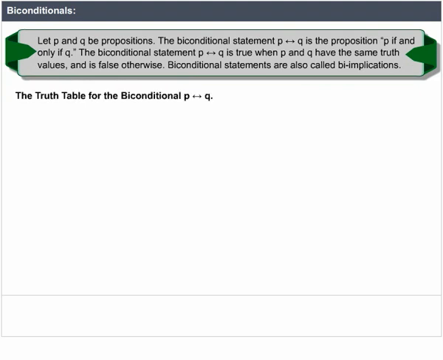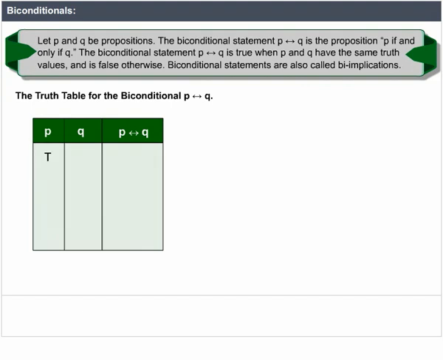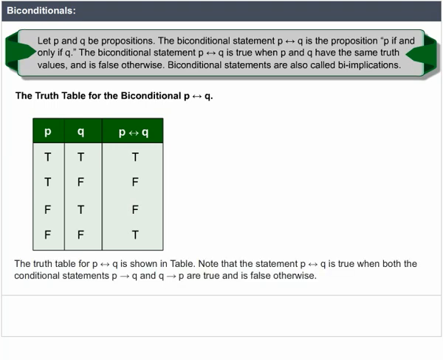The truth table for the biconditional P if and only if Q. The table has 3 columns: P, Q, and P if and only if Q. We are going to see the table row by row. First row, P is T, Q is T. Then P if and only if Q is T. Second row, P is T, Q is F. Then P if and only if Q is F. Third row, P is F, Q is T. Then P if and only if Q is F. Fourth row, P is F, Q is F. Then P if and only if Q is T. The truth table for P if and only if Q is shown in the table.